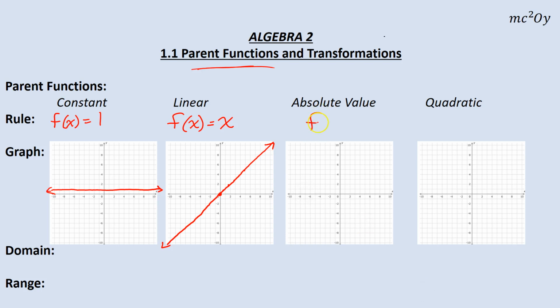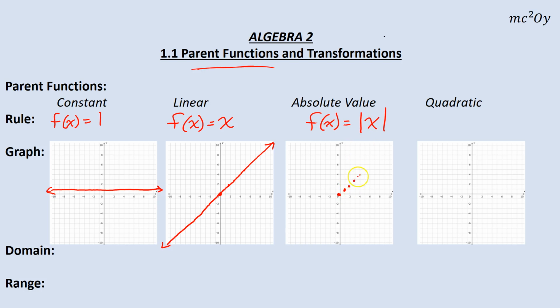And then absolute value, f of x equals the absolute value of x. Okay, and absolute value, if we plug values in here, put 0 in for x as an input, we get 0 out as f of x. We put 1 in, we get 1 out. We put 2 in, we get 2 out.